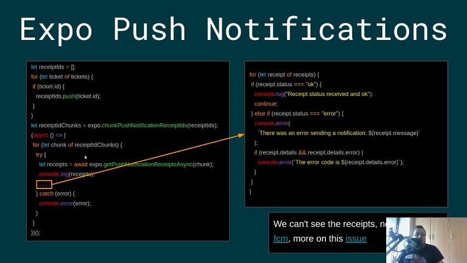So here we have the code that is added to read the receipts. Here we have the Expo receipt chunks. For every receipt chunk, get push notification receipts and everything. If it's okay, everything is okay. If we have an error, there was a recent notification, and we can see the receipts, and we need to use FCM and more on this issue. This is what I told you before, that for seeing this, we would need to implement FCM or go into deeper things, because in my case, I didn't get the receipts. Maybe I didn't wait too much time for having this receipt status okay. But it's important that you have this information.